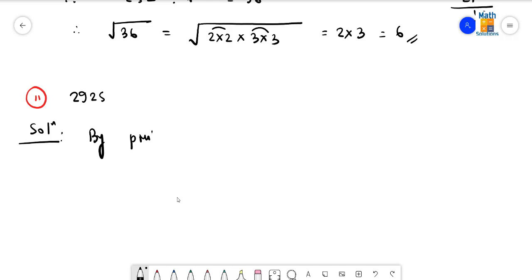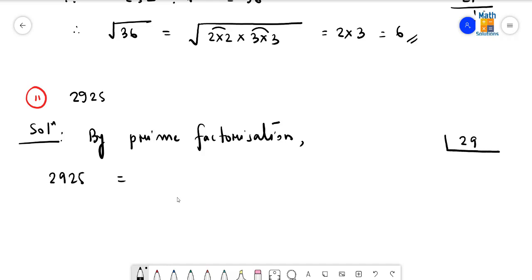Exactly as the previous question, we have to proceed by prime factorization. By prime factorization, what do I get? 2925 is equal to, let us proceed with prime factorization. 2925, very clearly it is not divisible by 2. Let us check whether it is divisible by 3 or not. Let us find out the sum of the digits. 5 plus 2, it is 7. 7 plus 9, it is 16. 16 plus 2, 18. So 18 is a number which is divisible by 3.